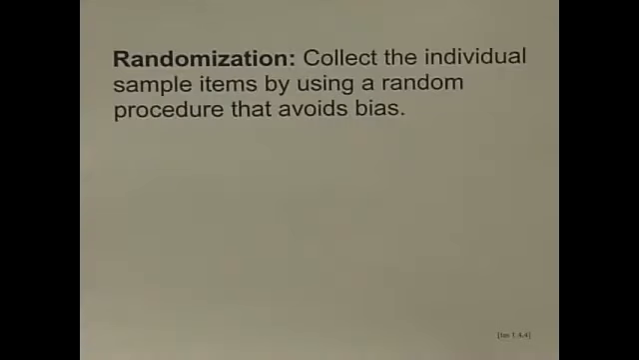This then allows the study both to be valid because of the sample size, but also to be replicated in the future because you've documented or used a reliable way or appropriate method to collect the data. We also have randomization. What that means is to collect the individual sample items by using a random procedure that avoids bias. Otherwise, we might accidentally put some of our own bias in with the data, and that can affect the outcomes and make them unreliable.